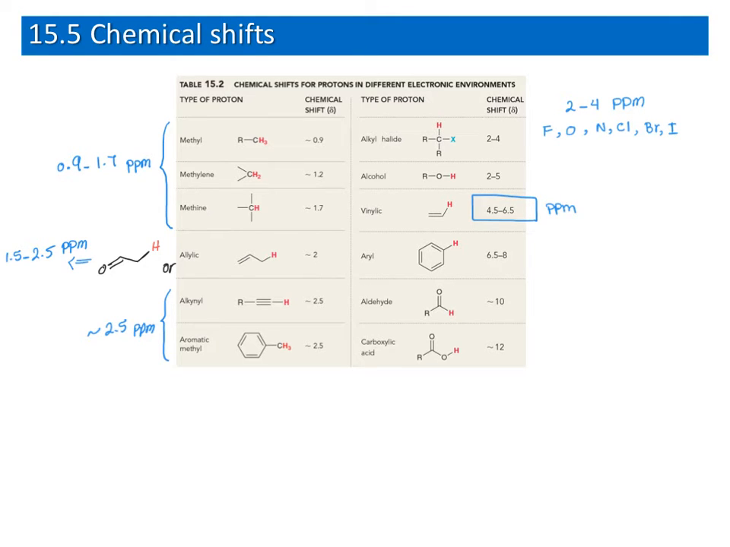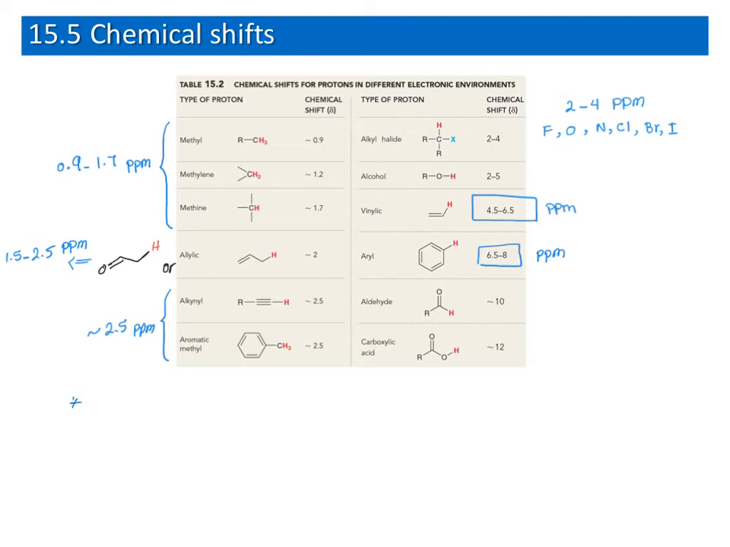The next important one is the hydrogen that is connected directly to the aromatic ring. Okay, this is the aromatic ring, and hydrogen directly connected to that appears somewhere between 6.5 to 8 ppm. Aldehyde generally appears at 10, and acid appears at 12. So I'm going to rewrite all of these in a more clean way.